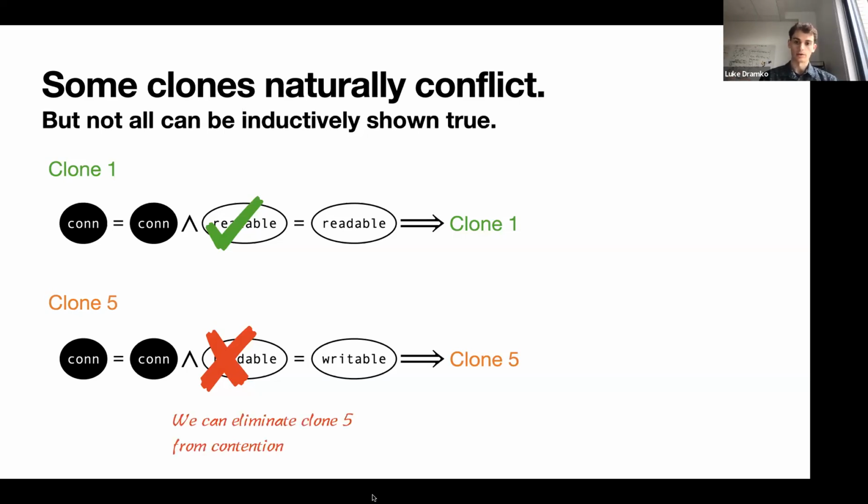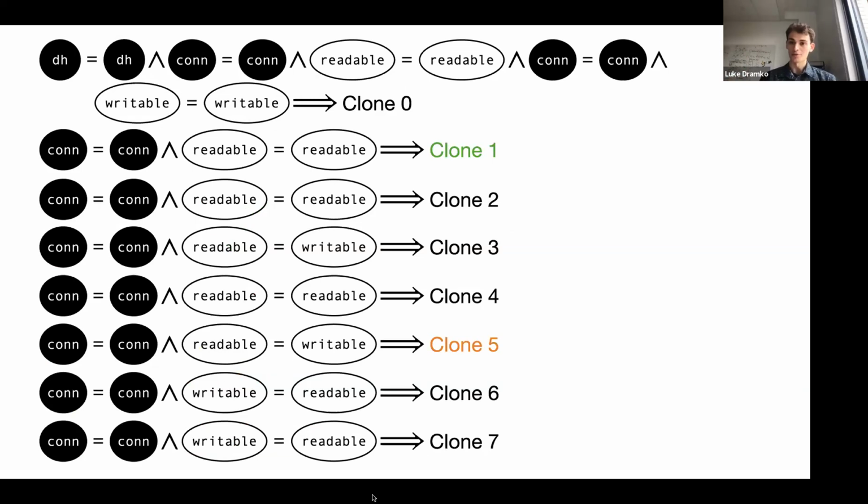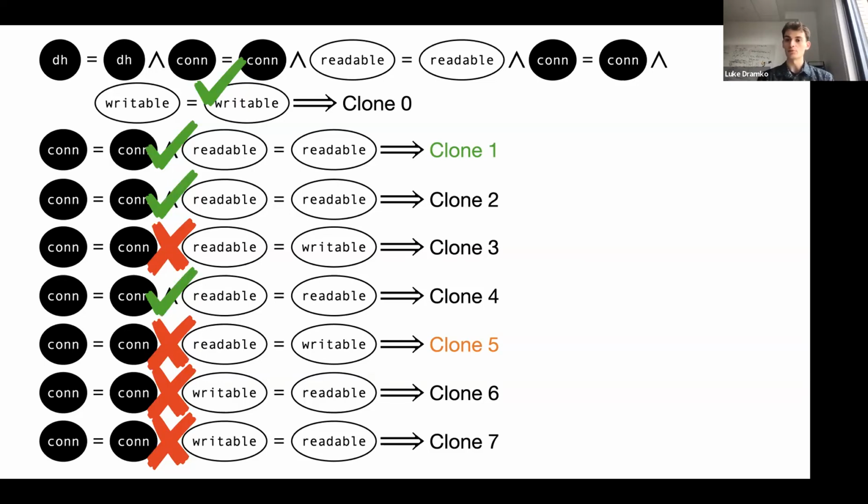So we can eliminate that from contention. And we can do this with all of the clones. So here's a list of every single clone, all the lemmas we would need to show them in this example. And if we do this for all of them, we can discard, in this case, exactly half. In general, it's not half, but in this case we get rid of half of the clones. So we've eliminated some of them.